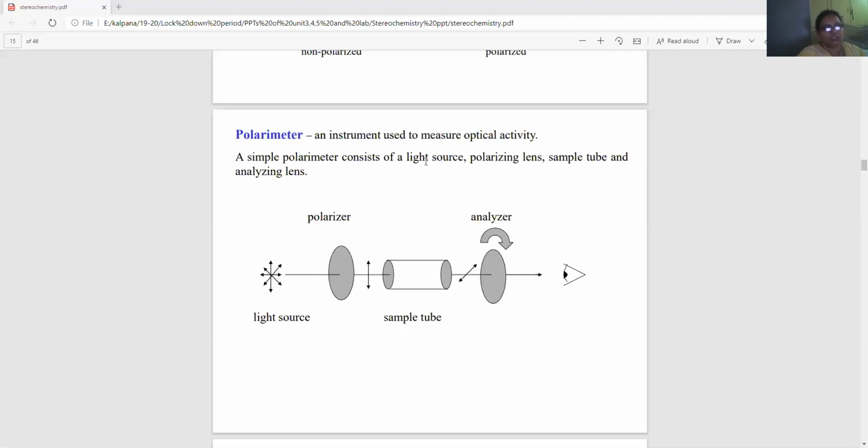So a polarimeter consists of a light source, a polarizing lens, a sample tube, and an analyzing lens. The sample is kept in this sample tube, and light is passed from the light source through the polarizer. Then the sample may rotate the plane polarized light to the clockwise direction or anti-clockwise direction. This can be observed in the polarimeter. We have already used a nicol prism, right?